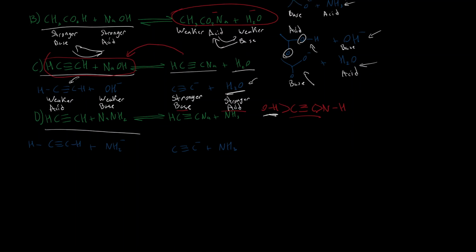Now, let's explain part D real quick. It works in the same way. However, as we mentioned, the C triple bond C is a stronger acid than nitrogen. Therefore, here we're going to have the stronger acid on this side, and we're going to have the stronger base on this side. Therefore, to get what they want, they're going to push the reaction towards the products and not towards the reactants.